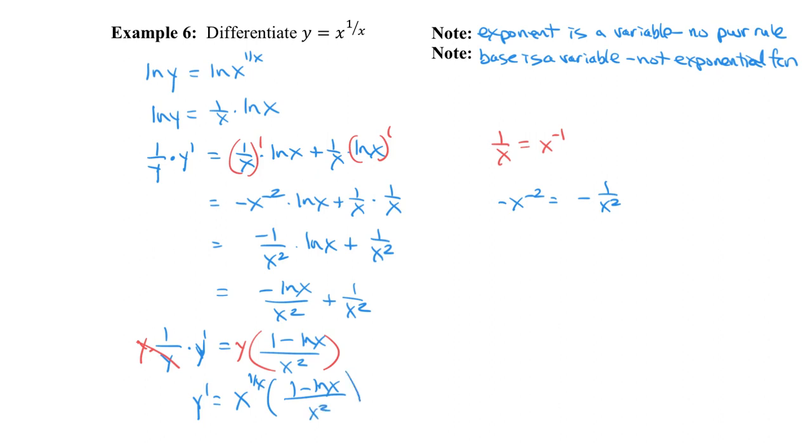Now the first time you see this, it seems like kind of a lot, okay? And I get that. It does seem like kind of a lot. But when you do a few of these, you'll see they're all very similar. Take the natural log of each side, use logarithms to simplify, differentiate with respect to x, and then multiply both sides by y. It's the same over and over.